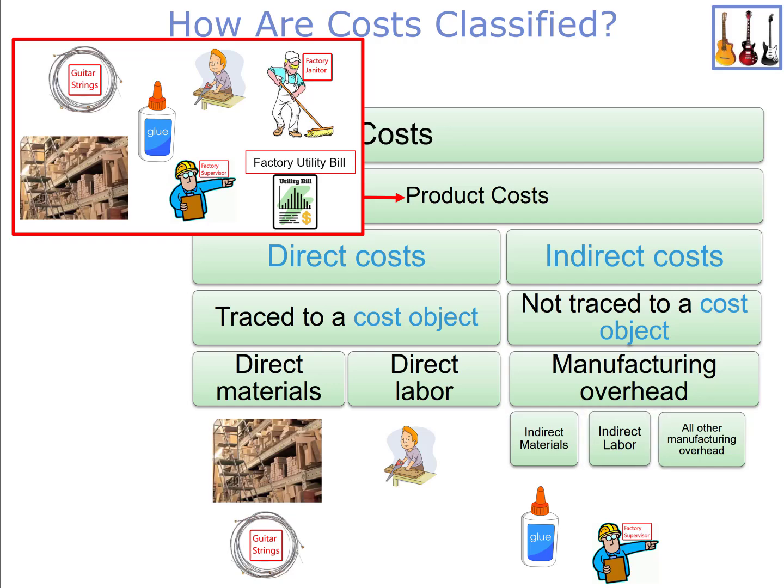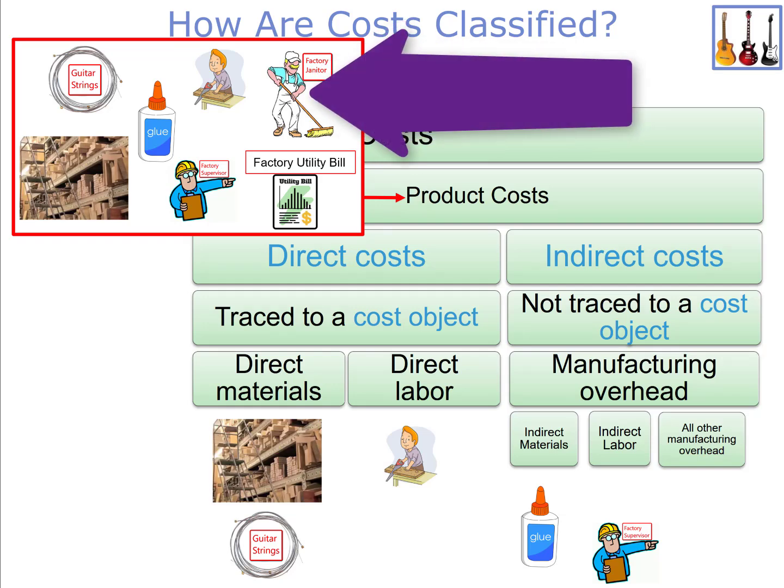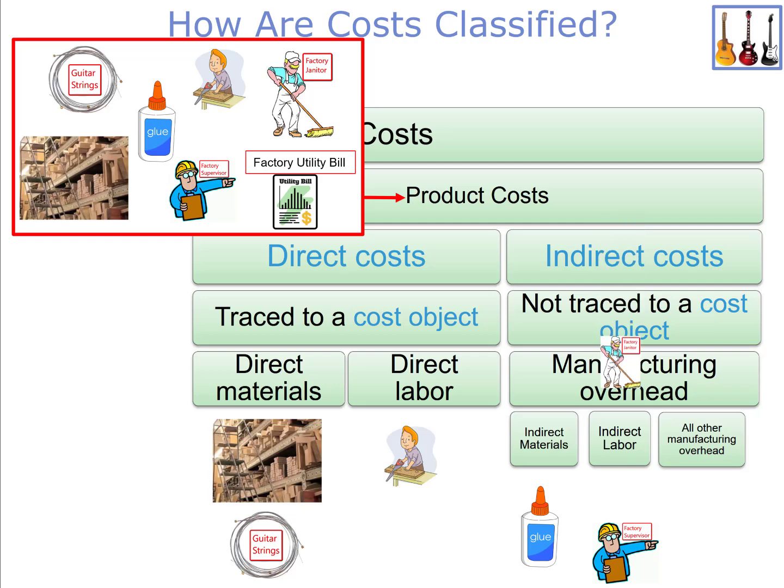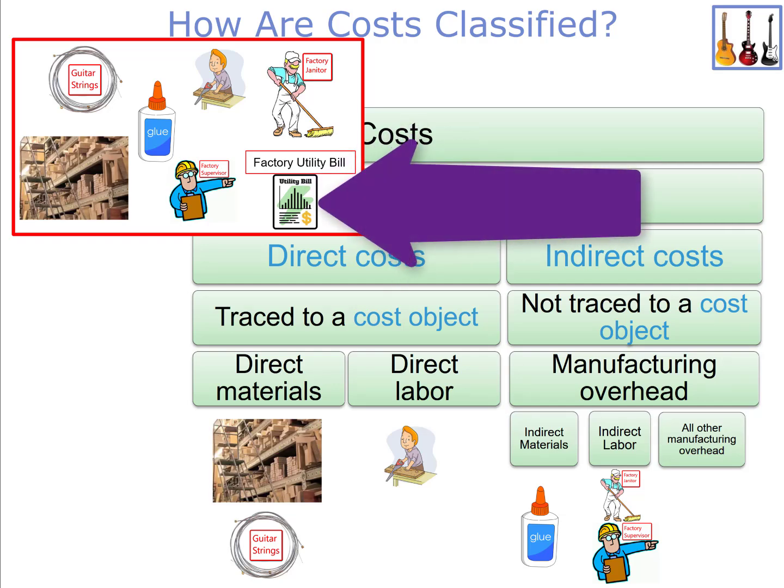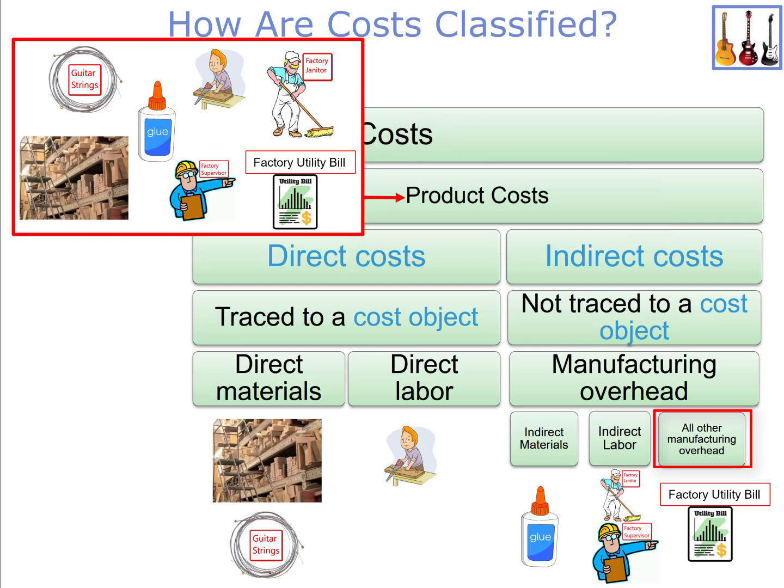And how about the cost of the factory janitor? His paycheck went to cleaning the factory where numerous products were made, so his paycheck costs cannot directly be contributed to one guitar or another. How about the factory utility bills? Factory utility bills cannot be traced to one guitar or another, so it is manufacturing overhead. The same is true of factory rent, factory depreciation, factory maintenance expense, etc.